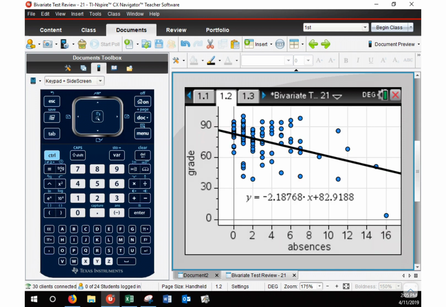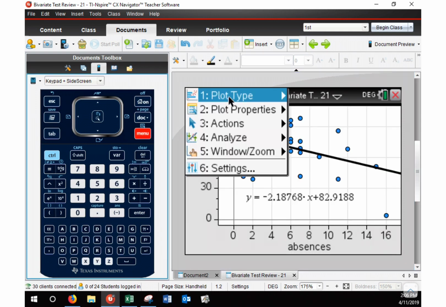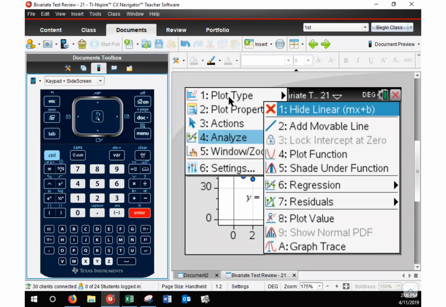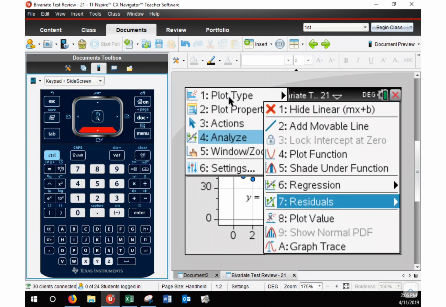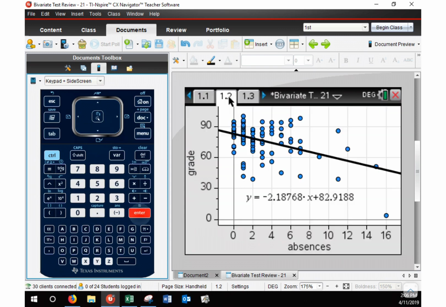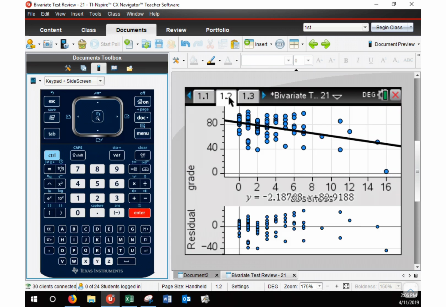Now, the last part has that residual plot. Remember, to get to that, I go Menu, number 4, Analyze, down to Residual, and Show Residual Plot. Okay, then down there on the bottom, we show that residual plot, and we see that it's pretty random, but it has some symmetry to it, a little bit of shape, but not much. So this would be a pretty decent line of best fit.